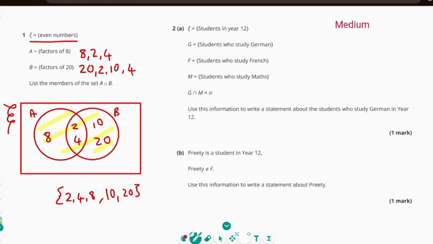Question 2A. We've got students in year 12. G, students study German. F, French. M, maths. G intersect M is the empty set. Use the information to write a statement about the students who study German in year 12. So seeing as G intersect M is empty, no students study both German and maths.